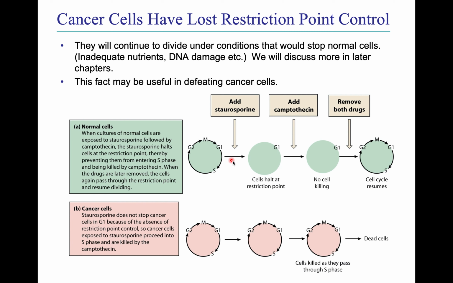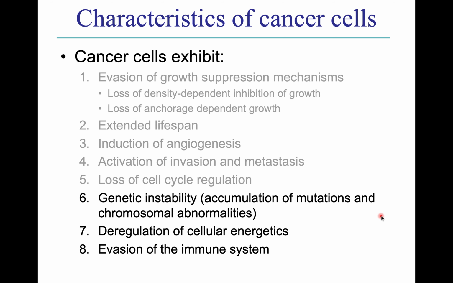The staurosporine should stop them before they enter S phase, so the camptothecin doesn't really have any effect on them. And we wash out both drugs and those cells are fine. They can resume the cell cycle. Whereas cancer cells, because they're not stopping at that checkpoint, even in response to staurosporine, they'll cruise right into S phase regardless. Then the camptothecin will kill them. And so we get this nice preferential destruction of cancer cells in this particular instance. So kind of using that loss of cell cycle control to our medical advantage.